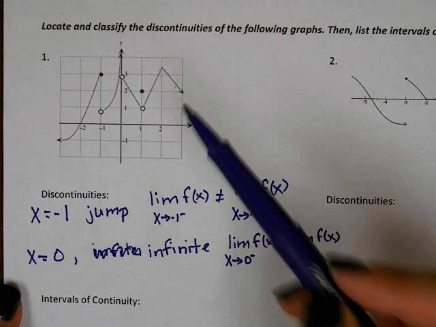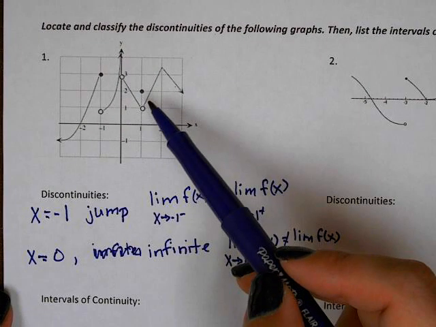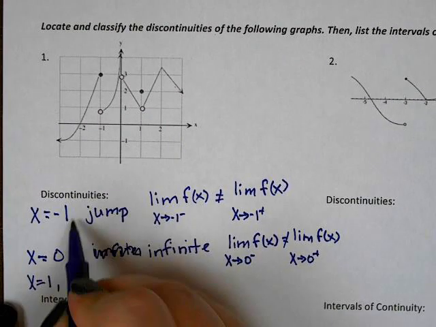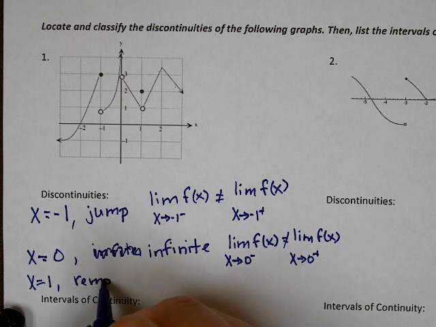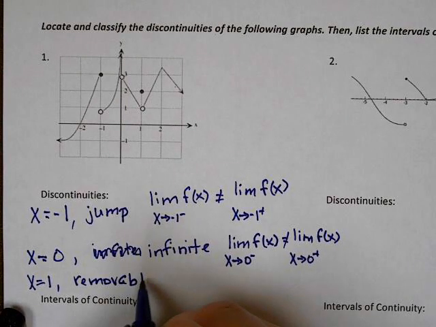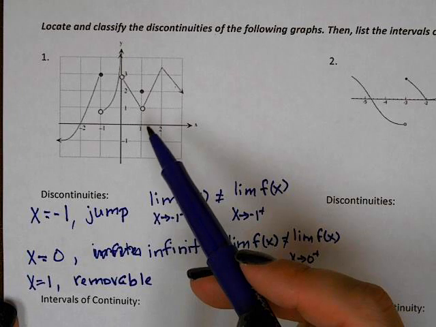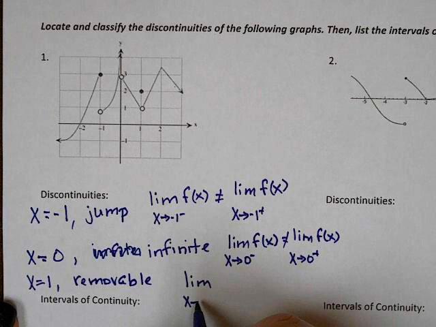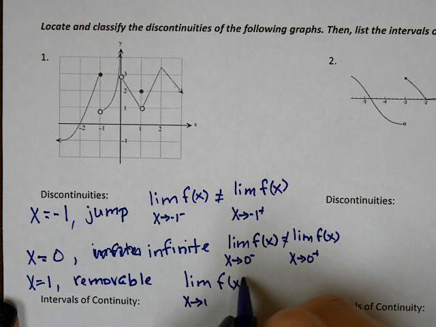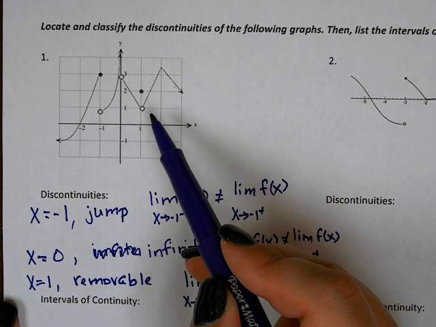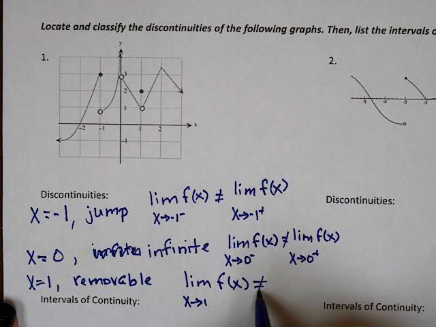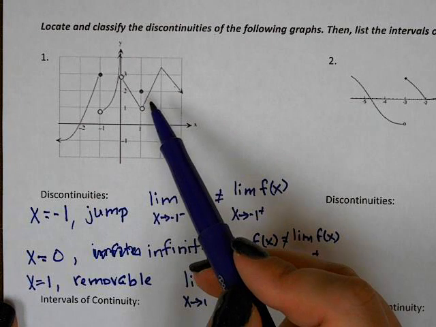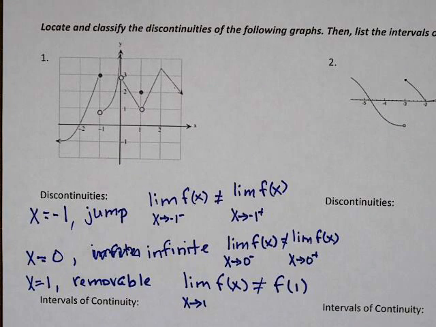We've got one more problem here. There is a removable discontinuity at x equals 1. So at x equals 1, we see that hole. We know it's removable, which means our overall limit does exist, which is nice. So the limit as x approaches 1 of f of x, we can see that that's clearly approaching 1, but the problem is that doesn't equal the function value at 1, because the function value at 1 is actually 2. All right.